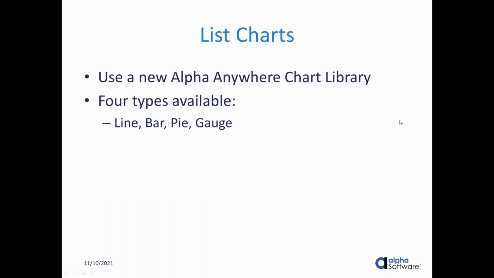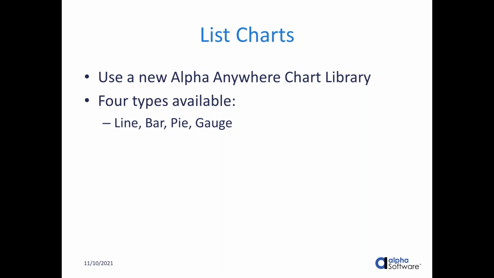And these list charts are using a new Alpha Anywhere chart library that we've been developing over the last, I think, couple years at this point. It was initially designed as part of our Alpha Transform product for our dashboarding, but we are making that same library available to everyone. And one of the first ways that we're doing this is through the list control as a new field type that you can add.